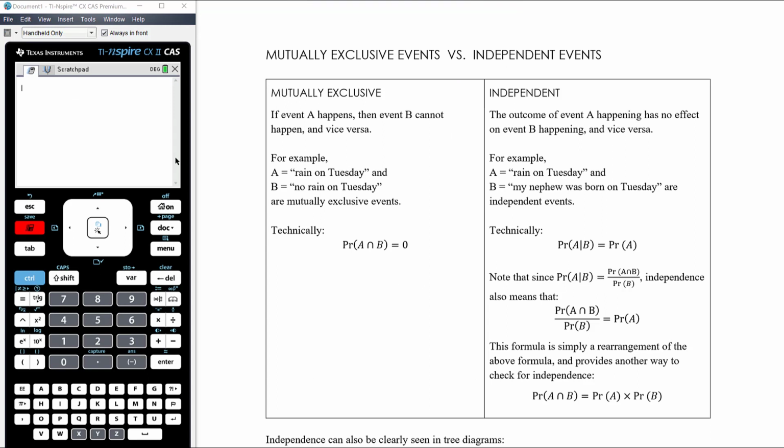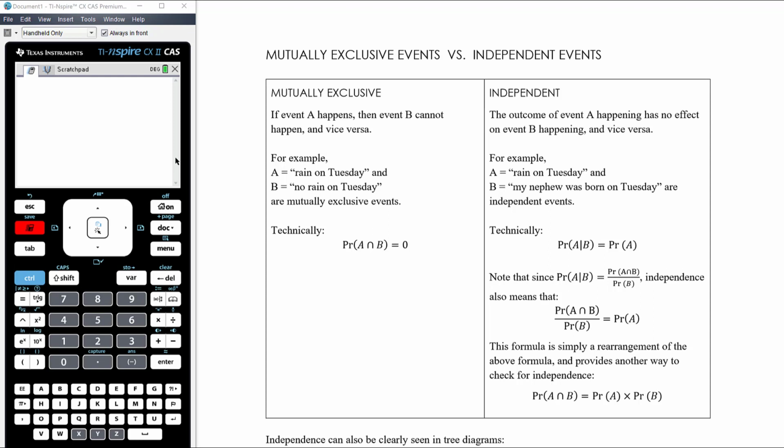Okay, and the final part of this video is to talk about independent events. And in doing that, I think it's really important to talk about how independence is different from mutual exclusivity, because it's something that students tend to confuse quite frequently.